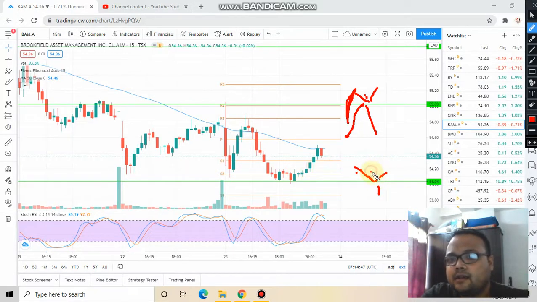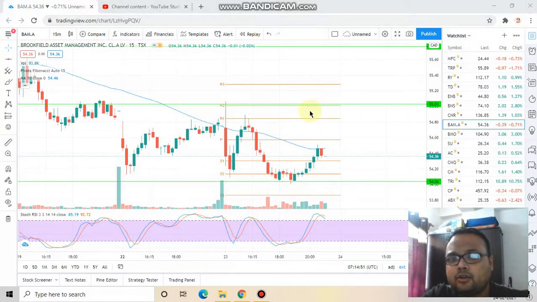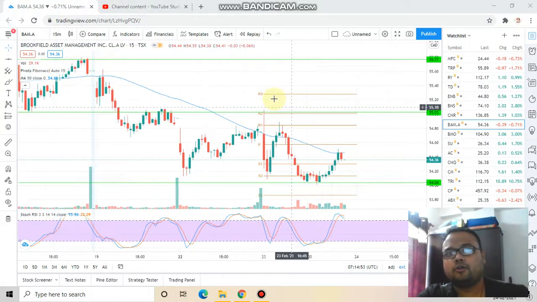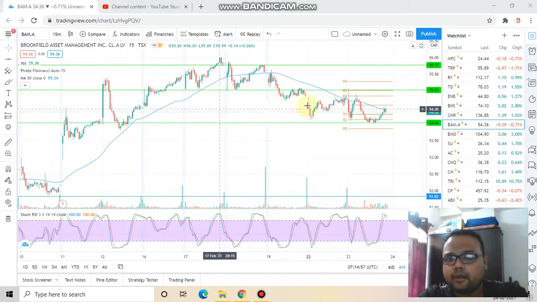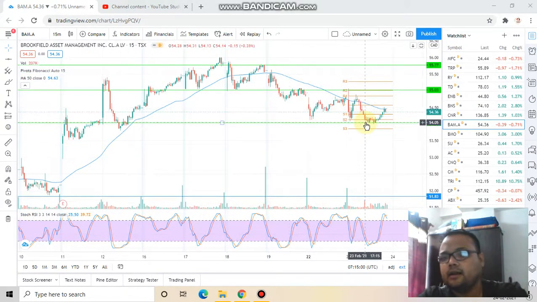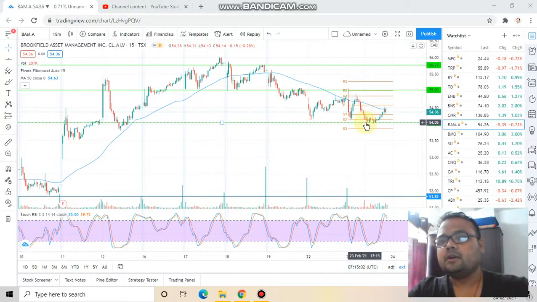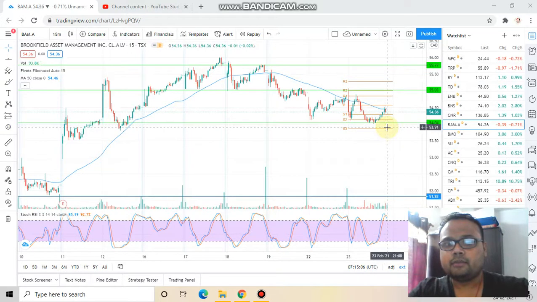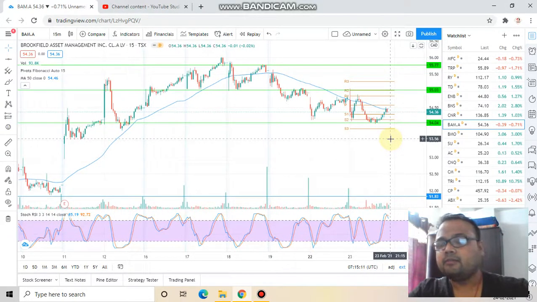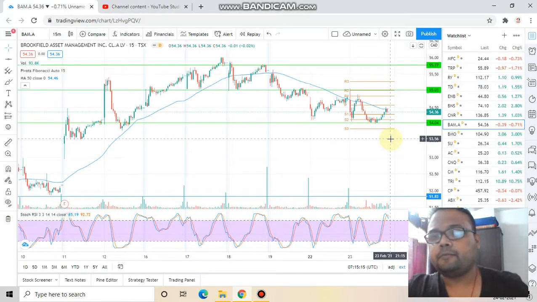And if it crosses this level, I'll say that you do not need to go for any trade. Okay, because you can go ahead and take the shorting trade also, but it won't be a good position. Okay, because again there is a support available at 53.5, not much downside.